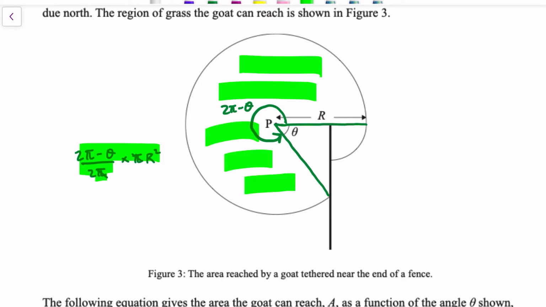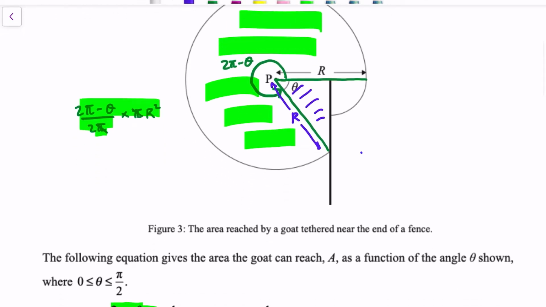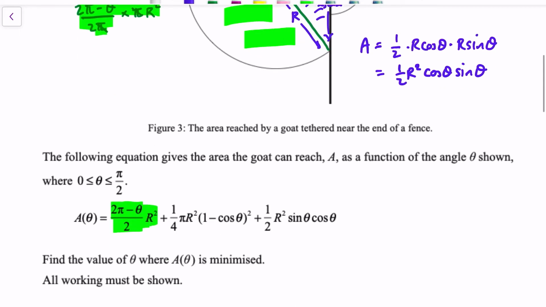Then we've got a triangle. You need to note that this is r, and the area of a triangle is half base times height. So to find the area of this triangle, we're going to go area is a half times base. The base of the triangle is going to be this length r cos theta, and the height of the triangle is going to be this length r sine theta. So we've got r cos theta times r sine theta, and that's a half r squared cos theta sine theta, which is of course the last term of this expression here. And how do we get the middle term?